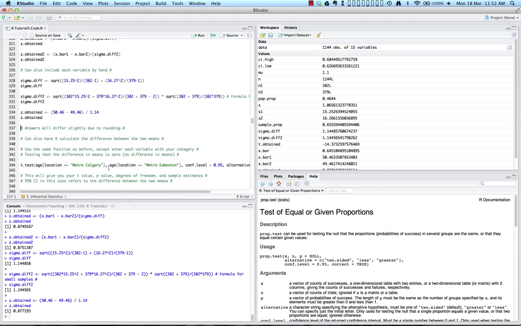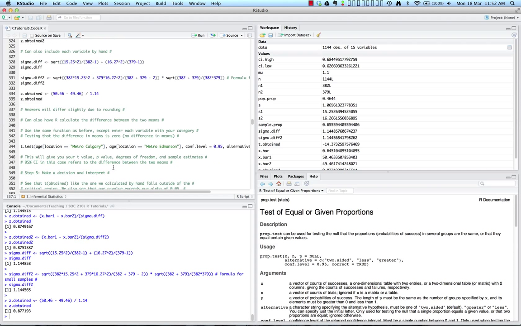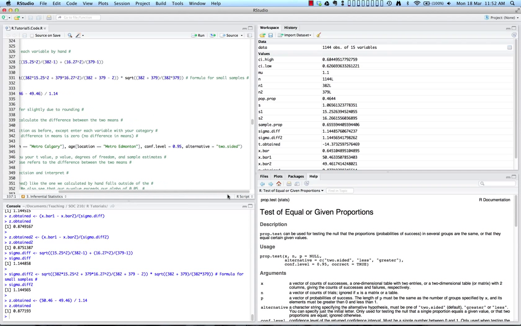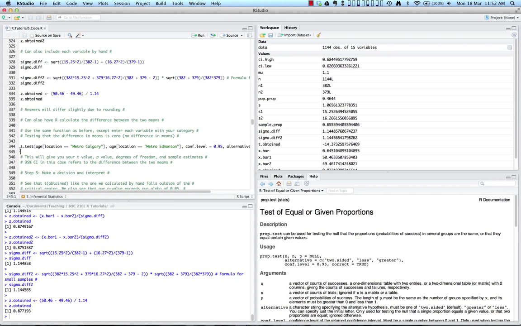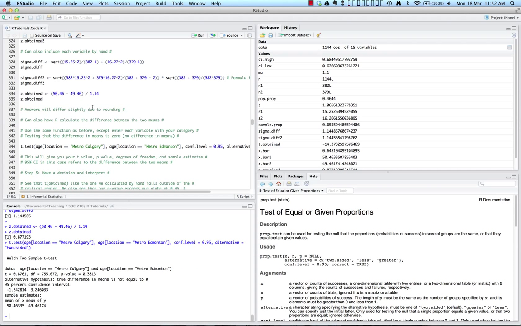We're going to use the same function as before with t.test, except we're going to enter each variable with our category. So here we're testing that the difference in means is 0, that there's no difference between the two. So here we're going to use t.test again, but now we have 2 entries. We have age for our location of Metro Calgary and age for our location of Metro Edmonton. We again have our confidence interval of 0.95 and our alternative of 2-sided for a two-tailed hypothesis test. So let's run that and see what happens.